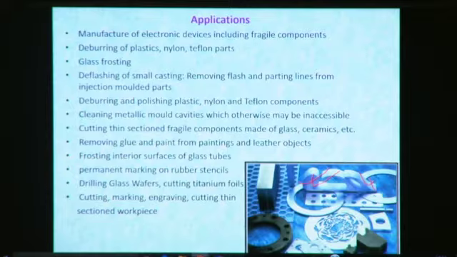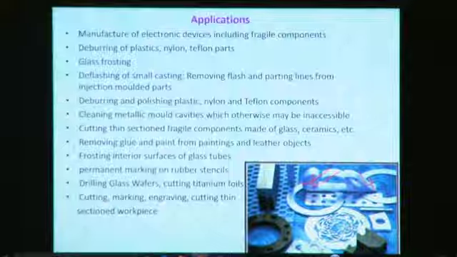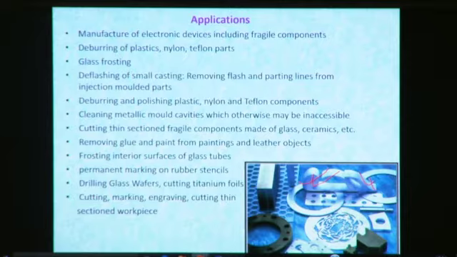So deflashing of small castings, removing of flash and parting lines from injection mold parts, deburring and polishing of plastic, nylon and Teflon components, cleaning of metallic mold cavities which otherwise may be inaccessible. So inaccessible mold cavities can be polished by this abrasive jet machining process. Cutting of fragile components made of glass, ceramics, removing of glue and paint, or cleaning of glue and paint from paintings and leather objects can be done by abrasive jet machining process.